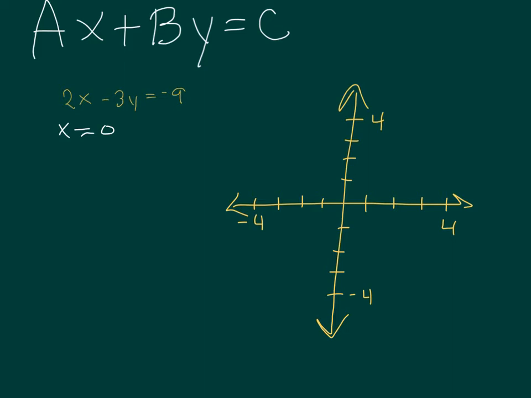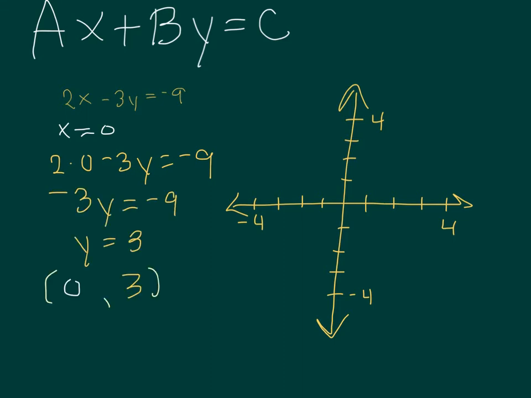So I'm just going to rewrite this equation. I've got 2 times 0 now, minus 3y equals -9. I'm going to solve that out for y. Once I plug everything in, I see that 2 times 0 goes away, so I've got -3y equals -9. Then dividing both sides by -3, I get y equals 3. So I'm going to put my solution into this coordinate point notation. Got 0 for x and 3 for y.